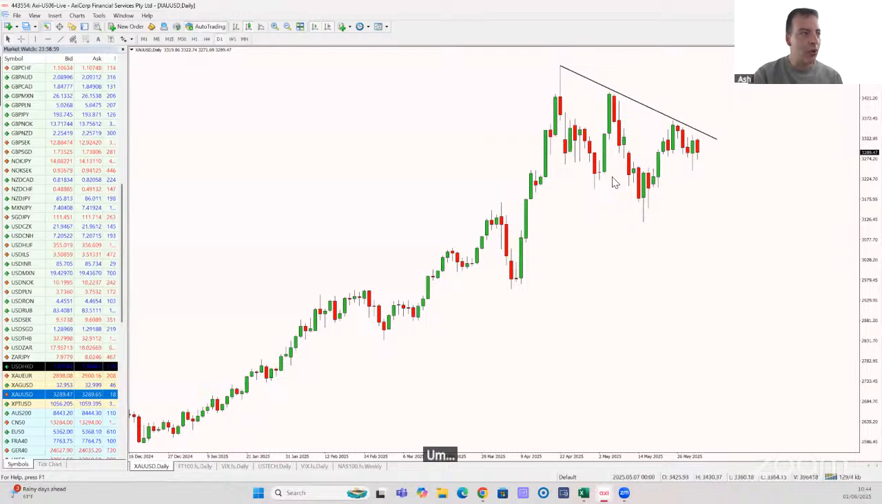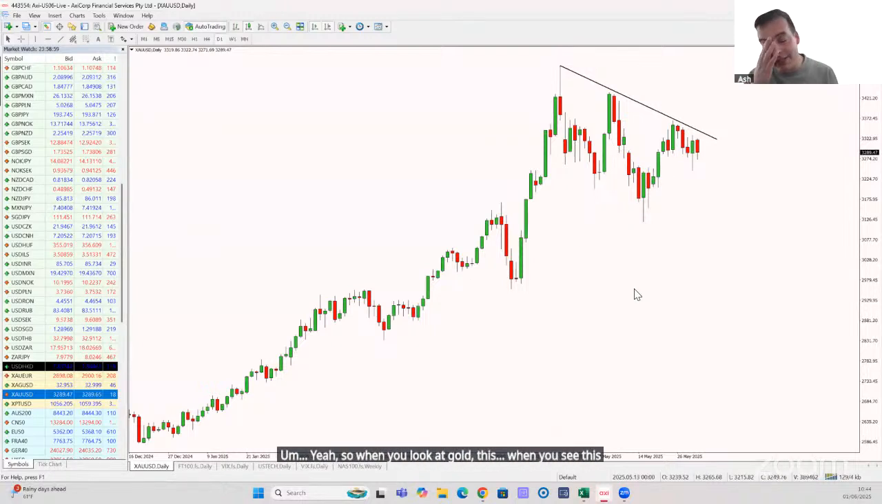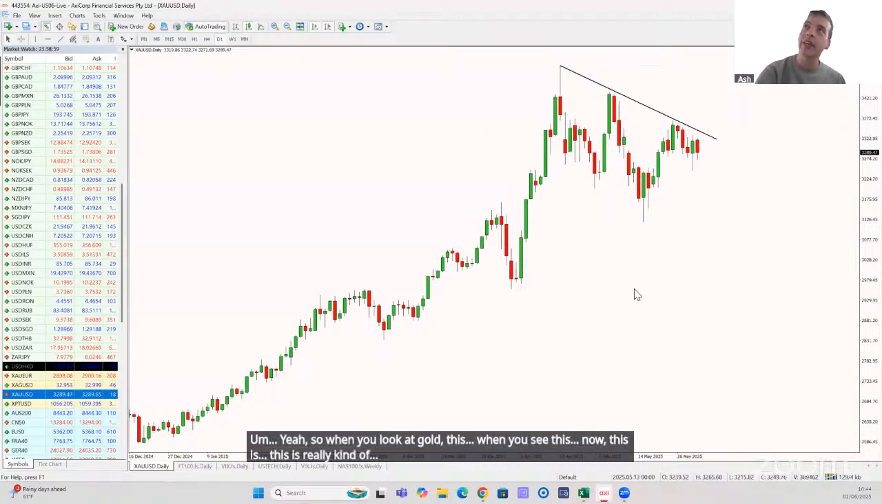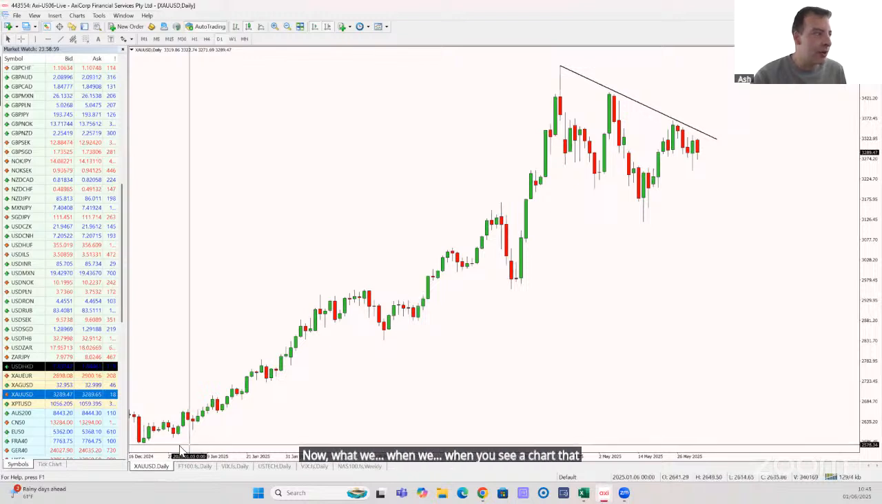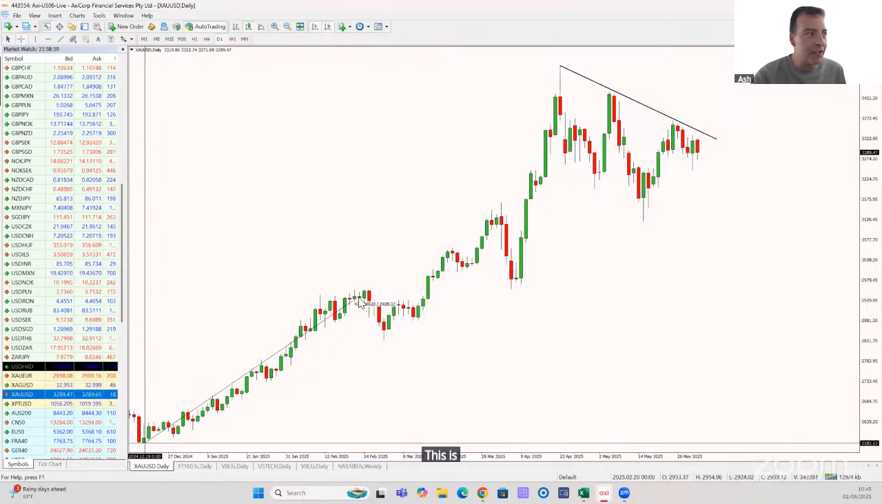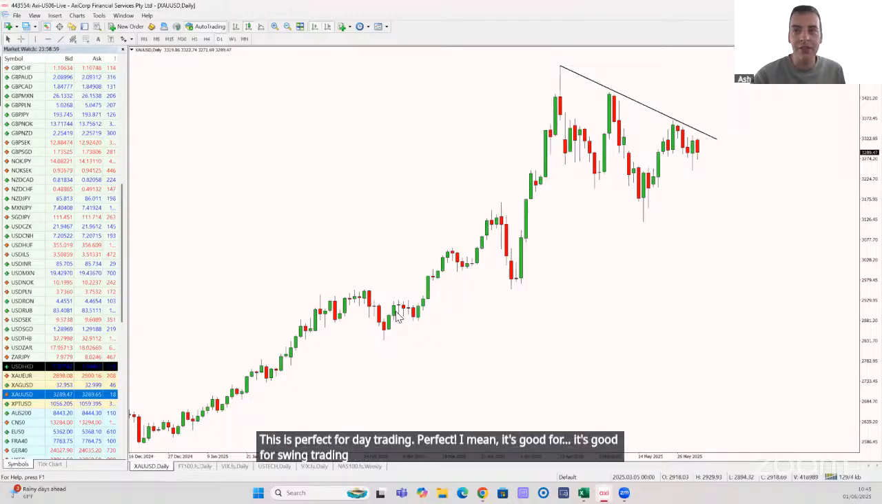Yeah. So when you look at gold, this can be the difference between day trading and swing trading. So day trading is what I define as taking positions throughout the day. And swing trading is when you buy a position or sell a position and hold on to it. Now, when you see a chart that is doing something like this, it's perfect for day trading. I mean, it's good for swing trading, but there's no swings.